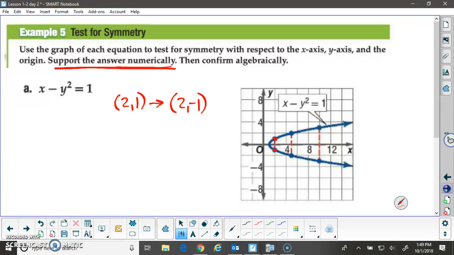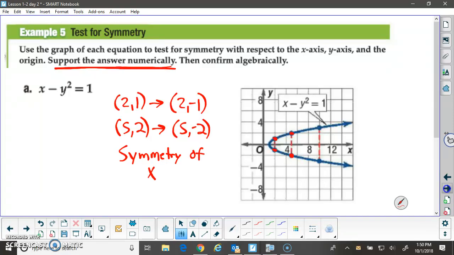Now I want you to do two sets of points. So let's come up with another point on this curve, which is 5, 2, right there. And if it has 5, 2, it should also contain the coordinate point 5, negative 2. And it does, as 5, negative 2 is right there. Okay, so that's confirming it numerically. I suppose I should say it's symmetry of x-axis.